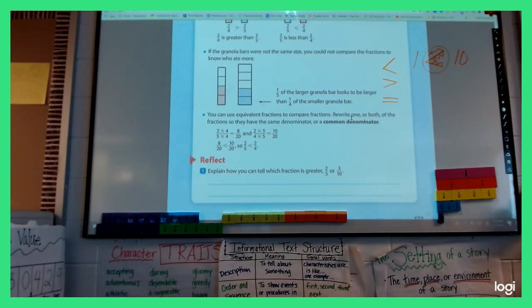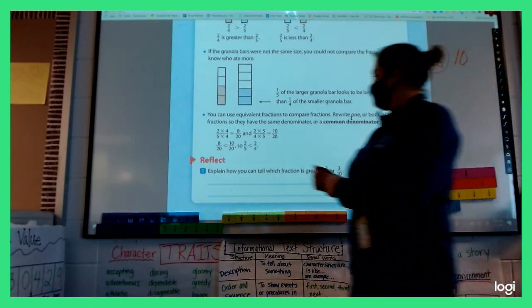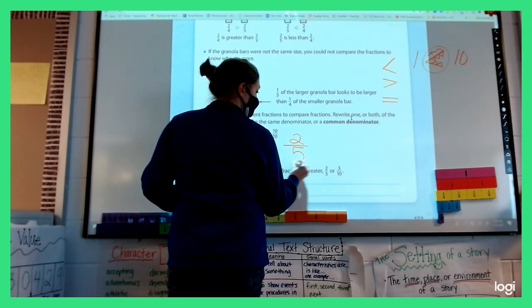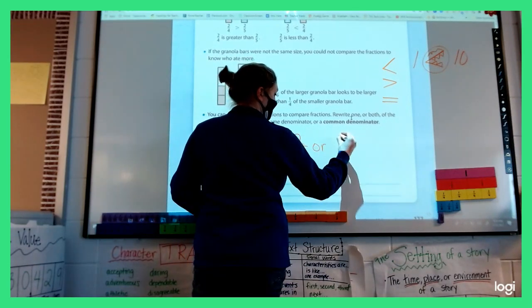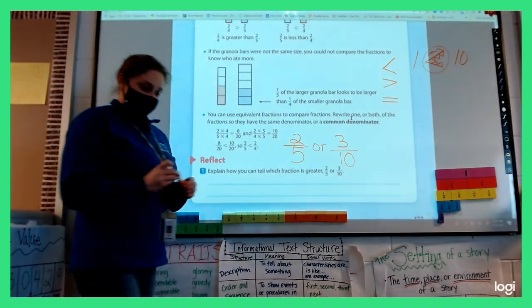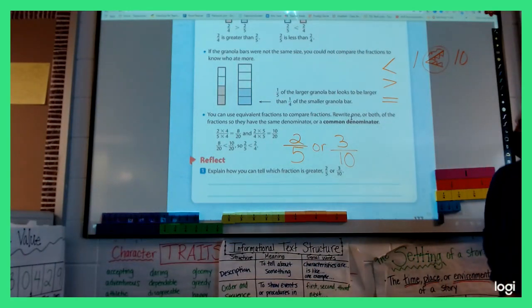Okay. Now we got to think this through. Explain how you can tell which fraction is greater. And I'm going to rewrite them large here so we can see them. 2/5 or 3/10. I'm just going to have you think for a minute. Think about everything we've just learned.